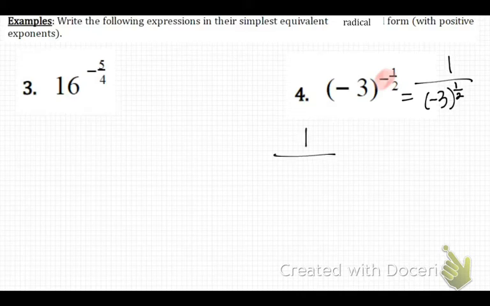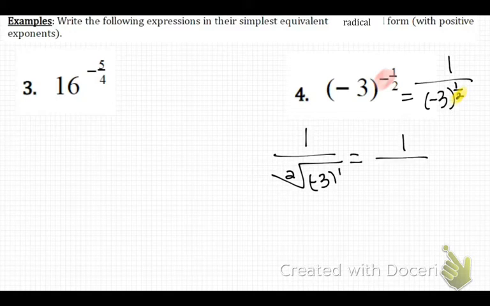Okay, I have 1 divided by, what's the root? What number goes down there? What number goes here? Because it's a square root. Okay, so before I put nothing, I'm going to write a 2. Do we understand that comes from the denominator of our fractional exponent? So that comes from here. And then inside is negative 3, and that's raised to the first power, which means I have 1 divided by the square root of negative 3.